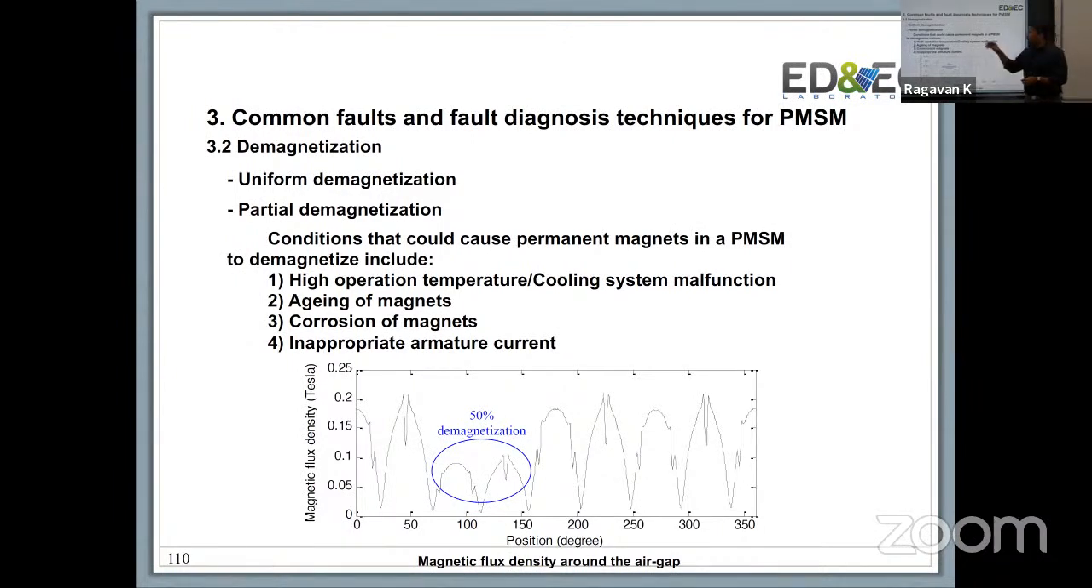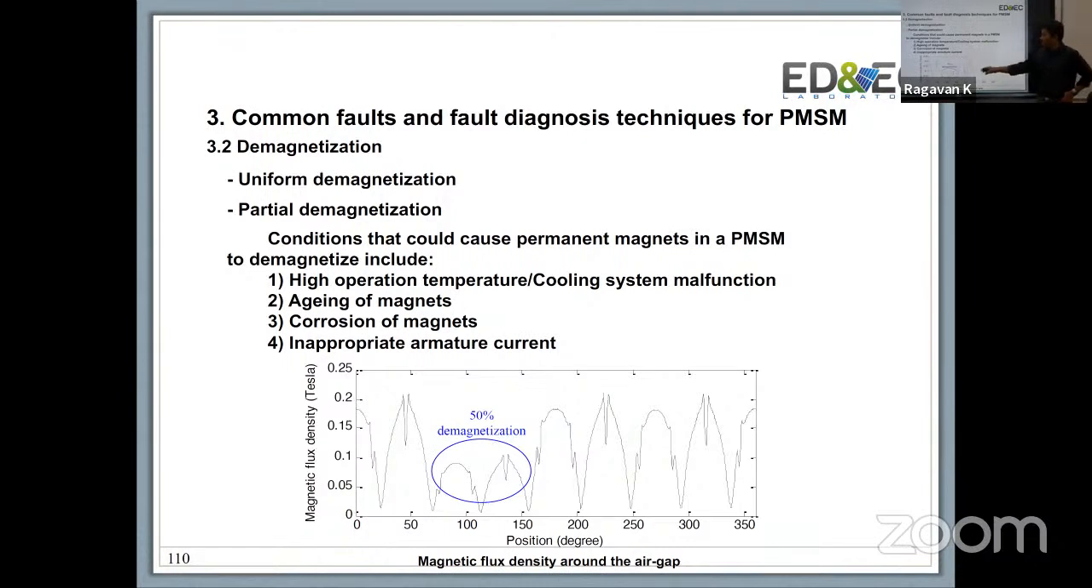They are at least methods that you need to have an understanding of. So what can cause demagnetization? We talked about this. We have temperature, cooling malfunction. You can have aging of the magnets, corrosion, or you apply the improper armature current. So this can also happen because you had a short. You applied a certain amount of voltage, and that caused current that was much higher than what you thought it would go through. And that creates a significant issue.